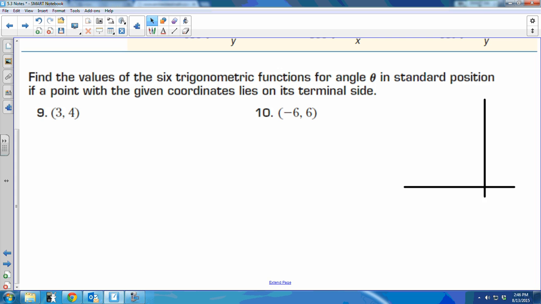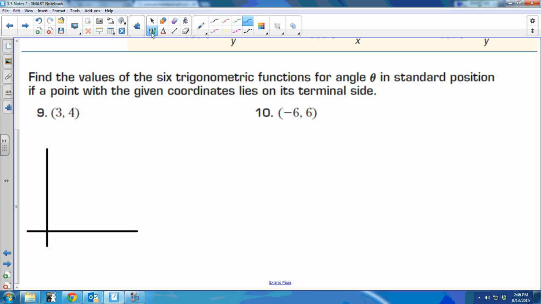We're going to find all 6 trig values for an angle in standard position if a point with the given coordinates lies on its terminal side. So the first one is 3, 4. Know that it's in standard position.